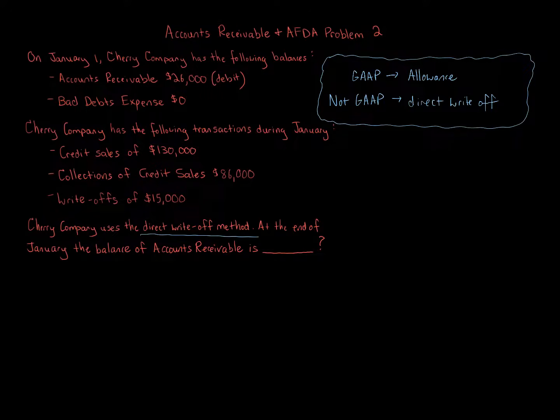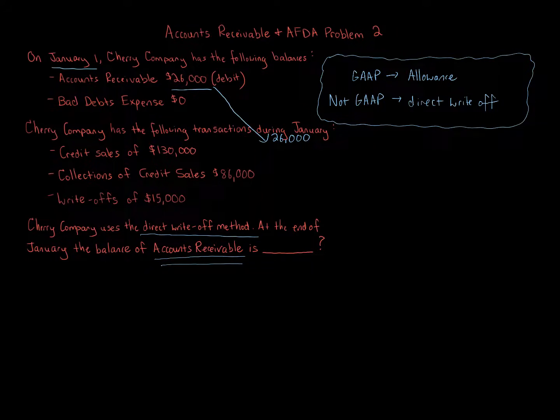We're also told that Cherry Company has the following transactions during January, and this is important information. The credit sales are $130,000, the collections of credit sales are $86,000, and the write-offs are $15,000. To get the ending balance, that's what we're focusing on: the ending balance of accounts receivable at the end of January, which all this information relates to. January 1st is our beginning balance. We're going to need all three pieces of information. I'm going to take this $26,000 balance and start there because that is the beginning balance in accounts receivable.